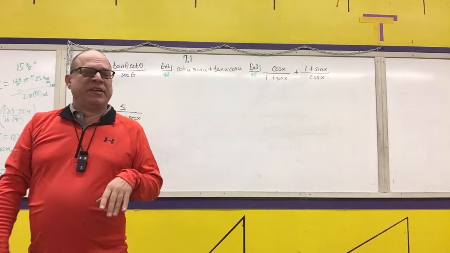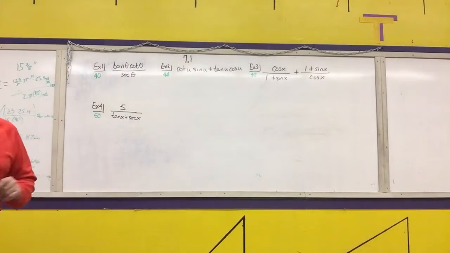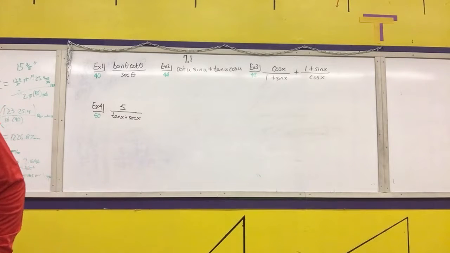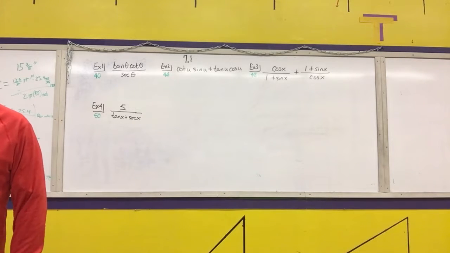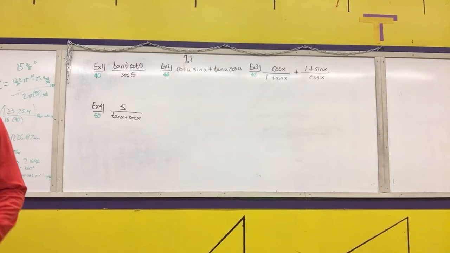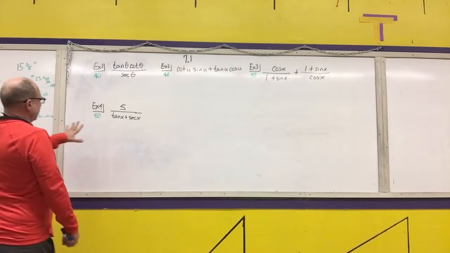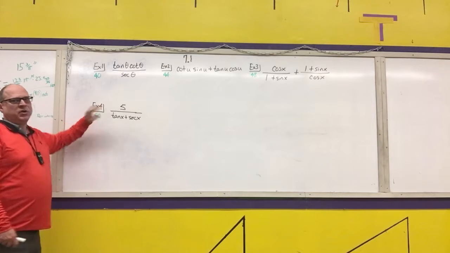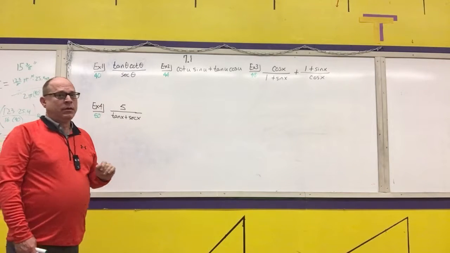So this is our last group of examples. Again, the directions for these are to use fundamental identities to simplify. And again, there may be more than one correct answer. And the directions for the last one is to rewrite it so it does not have a fraction.